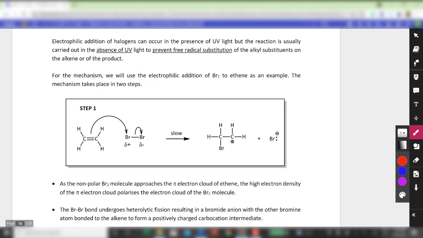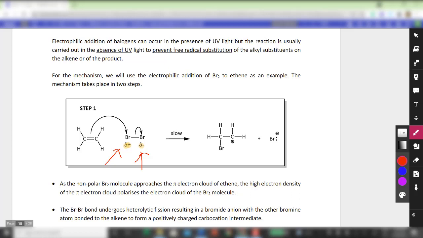So one immediate question you might have is, why is there a delta plus and a delta minus here? The delta plus and delta minus is due to the polarization of the bromine electron cloud when it approaches the pi electron cloud of the alkene. When the pi electron cloud approaches the bromine, it will polarize it in such a way as to temporarily generate a delta plus over here and a delta minus. And this delta plus being generated will result in electrophilic addition occurring.